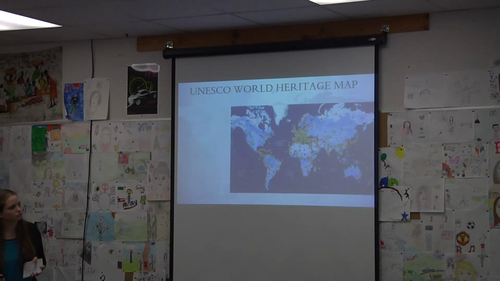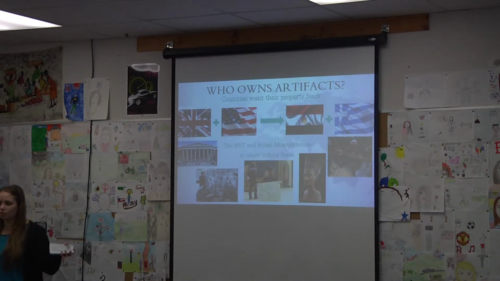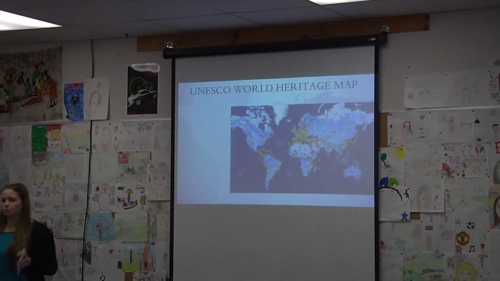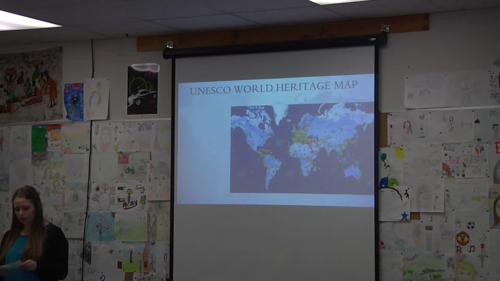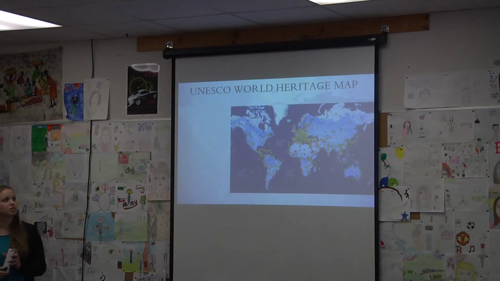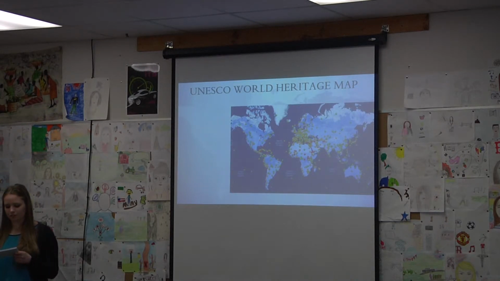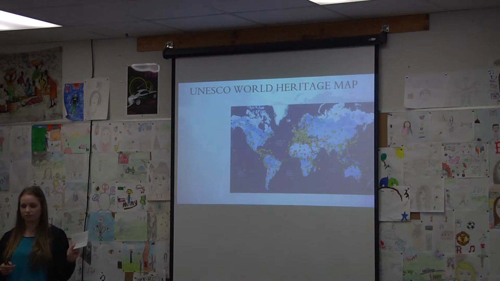So this shows that a lot of people think that these artifacts belong to the nations that they're originally from. UNESCO also has a World Heritage Map. To be a site, you must meet one of these 6 criteria. You have to be a masterpiece of human genius, represent an important interchange of cultural values, or be an outstanding example of technology and human history. These are the cultural definitions.